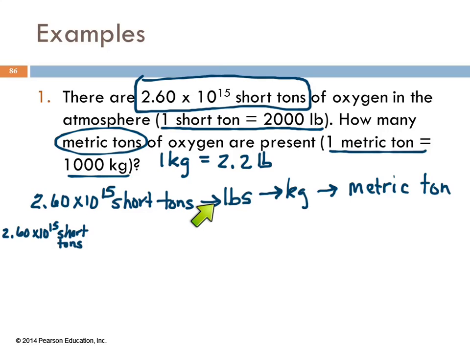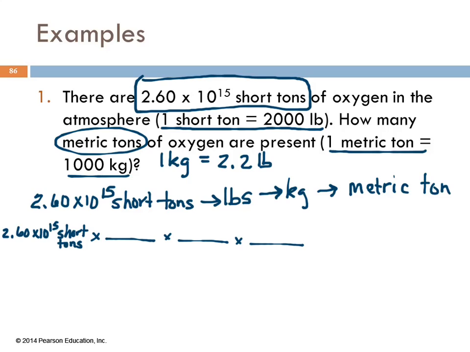So each arrow tells me I need a conversion factor. So there's one arrow and another arrow and a third arrow. I'm going to take these units, short tons, pounds, kilograms, metric tons. I'm going to write them on the top.